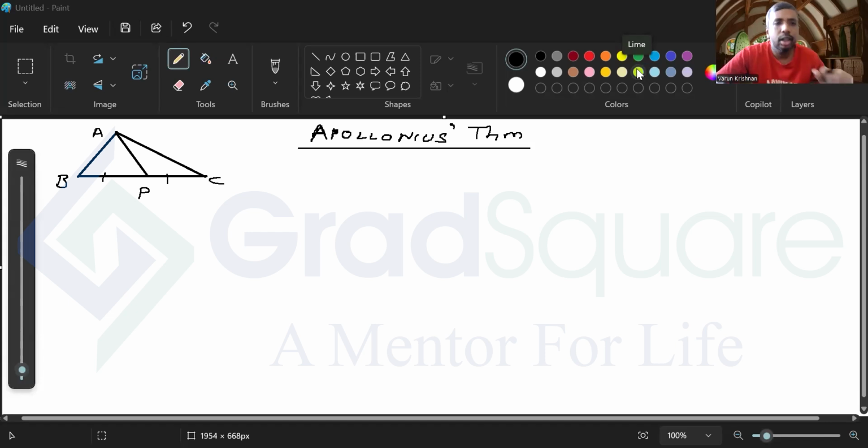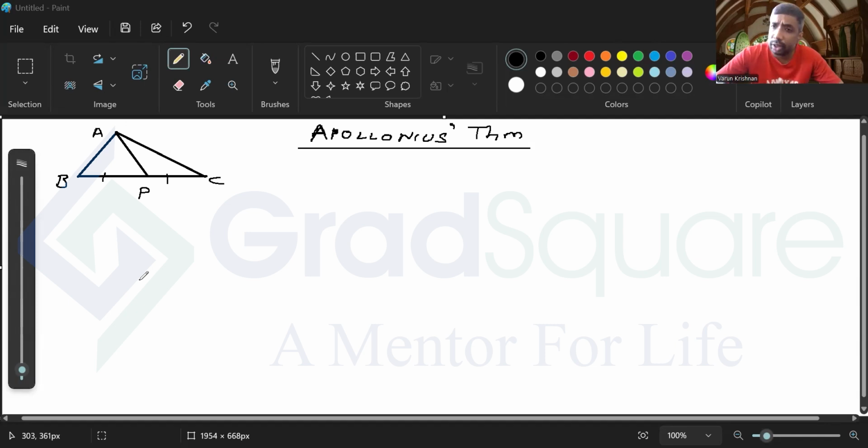Now, what is a median? A median is that line segment which joins one vertex with the midpoint of the opposite side. For example, in this figure that I've drawn here, we have a triangle ABC, where P is the midpoint of the side BC. So AP becomes a median of this triangle because it is joining A with the midpoint of its opposite side.